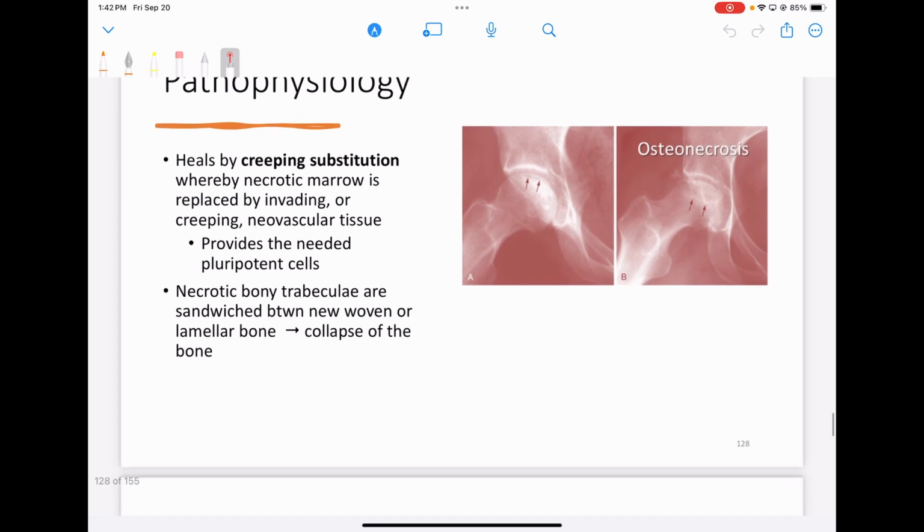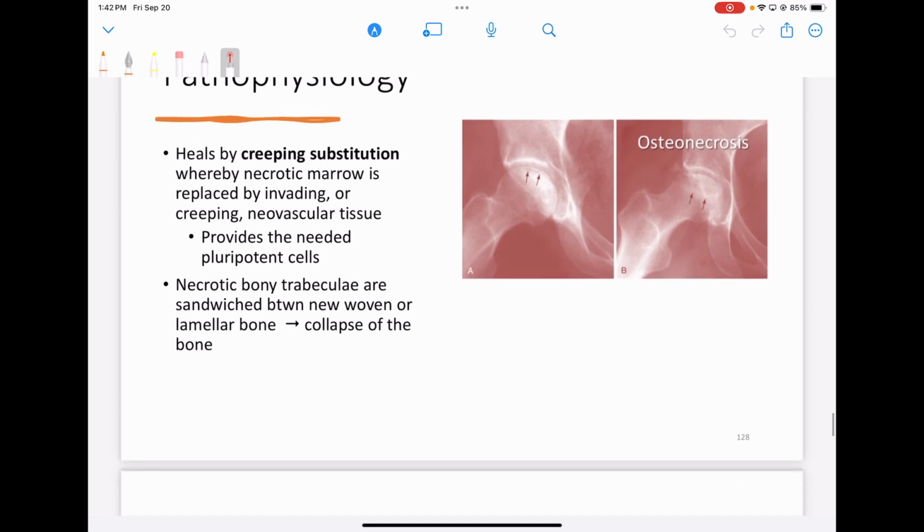So what happens is, because we don't have a really good blood supply, the healing goes by what's called creeping substitution, whereby the necrotic marrow is replaced by invading or creeping neovascular tissue, and that helps provide the cells needed for repair. We have necrotic bony trabeculae sandwiched between the new bone, and that causes it to be weak, and then they can crack after that with weight bearing because they were repaired in a very, very poor way. That bone is not structurally the same anymore, and it's going to break.